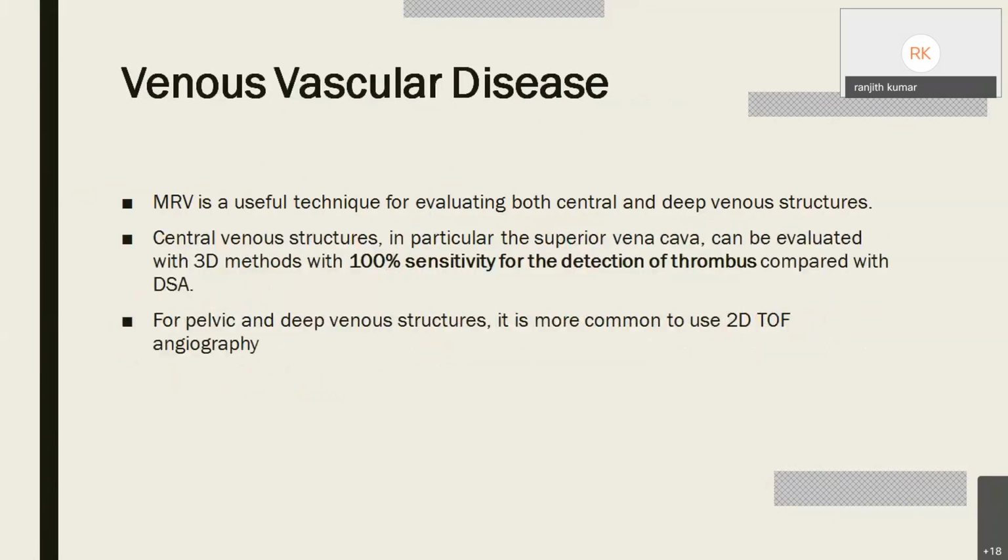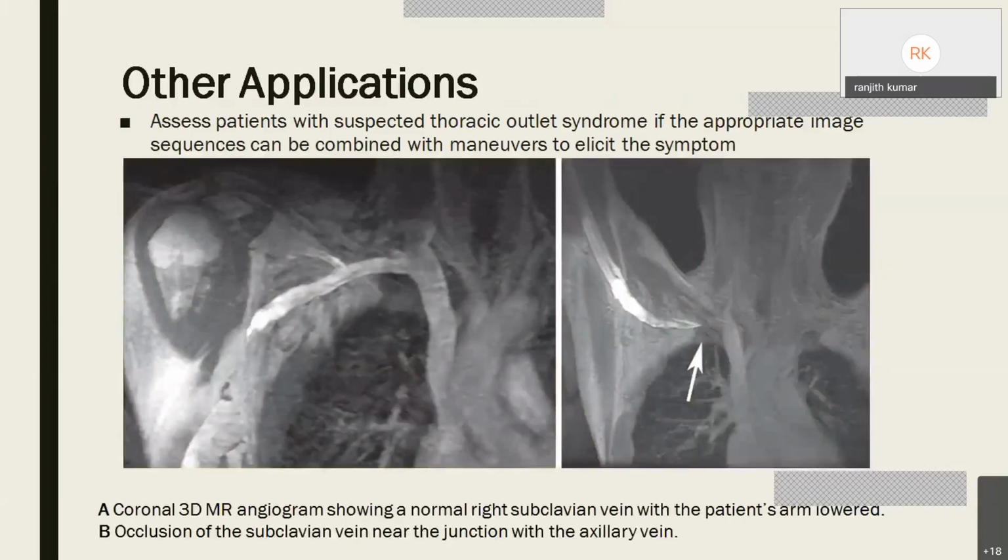And in case of venous vascular disease, central venous structures are better visualized, and the thrombus can be identified in the central veins with 100% sensitivity, which is comparable to that of DSA. In case of pelvic and deep venous structure, time of flight angiography is used to assess the venous vascular disease in the pelvis.